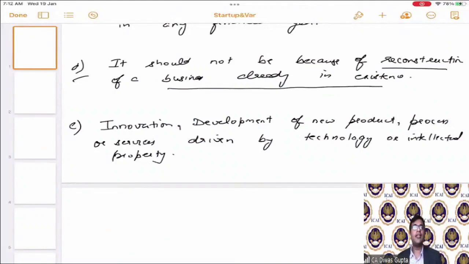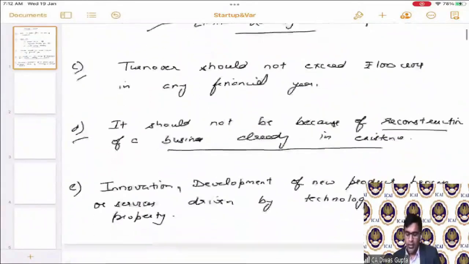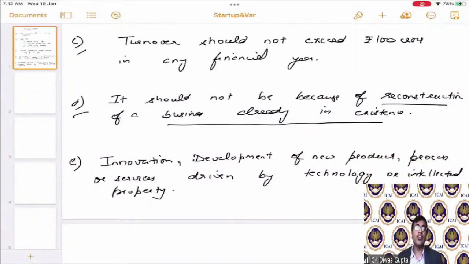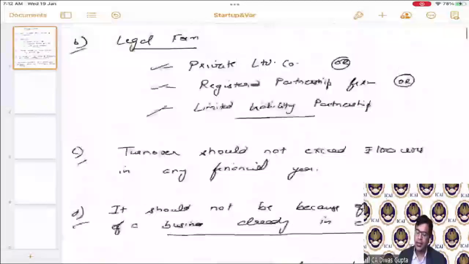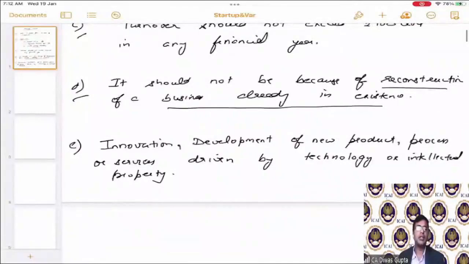Doing the things in the old manner will not help. That will not be regarded as a startup. Doing the things in an innovative way, in a new way, which are not established, using technology intensive techniques, or developing some kind of an intellectual property, okay, that will really help, and those entities or those particular companies would be regarded as the startup entities. I hope the definition is clear. Once these A, B, C, D, and E conditions are satisfied, then only we say that these are the startup companies.